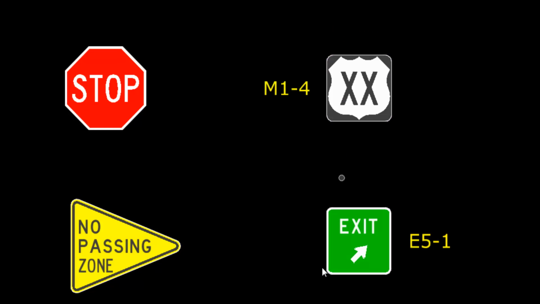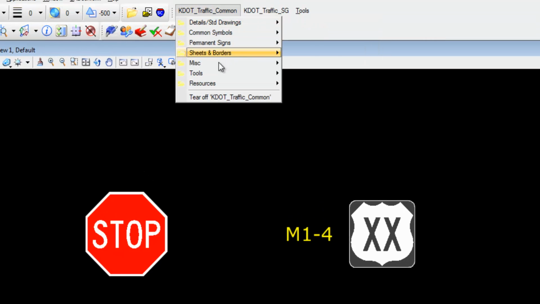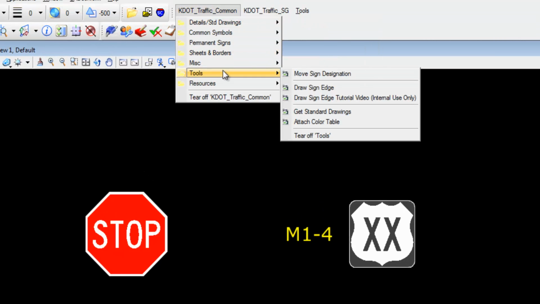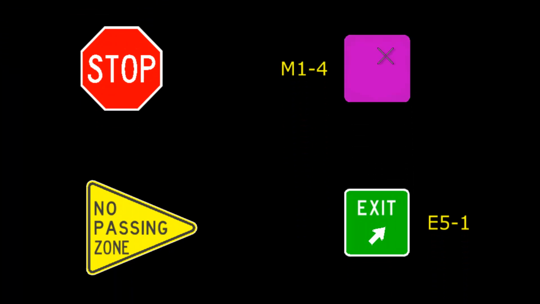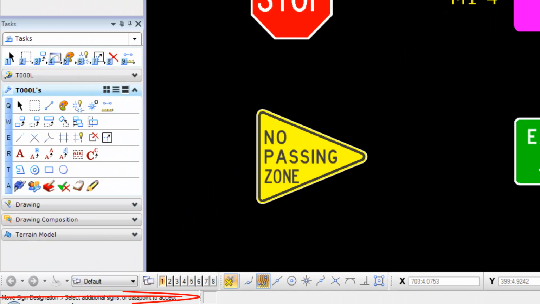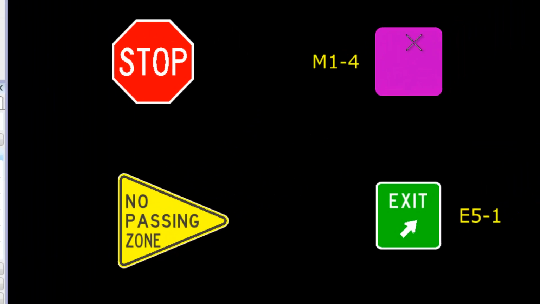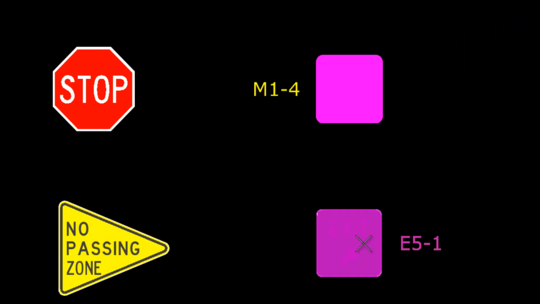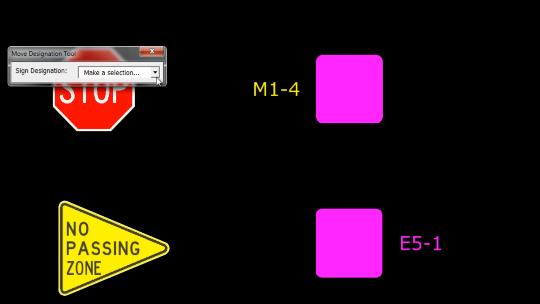So say you want to move the designation of more than one sign. You can do that by going back to the tools and move sign designation, and you can select the sign. Notice down below here we've got in our status bar, select additional signs or data point to accept. So say I want to move this top sign and also this bottom sign designation. I can click the bottom sign and actually do a data point.